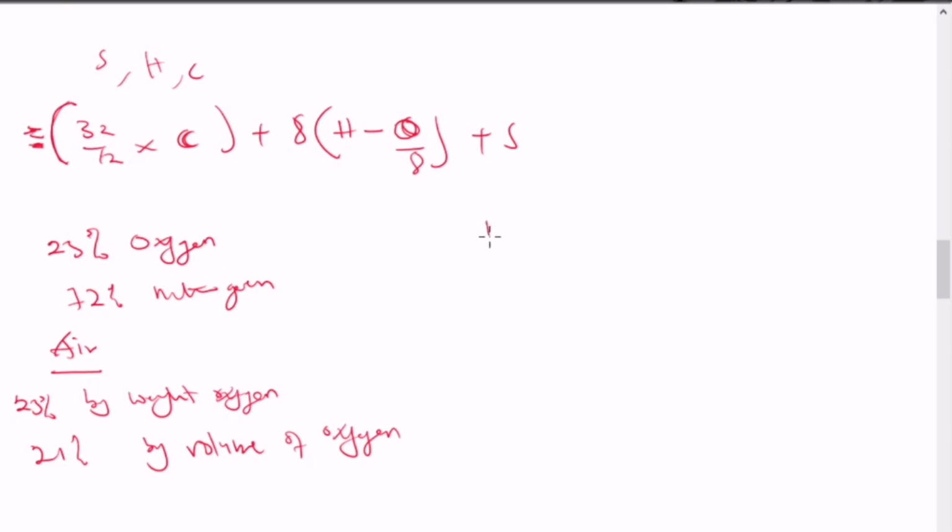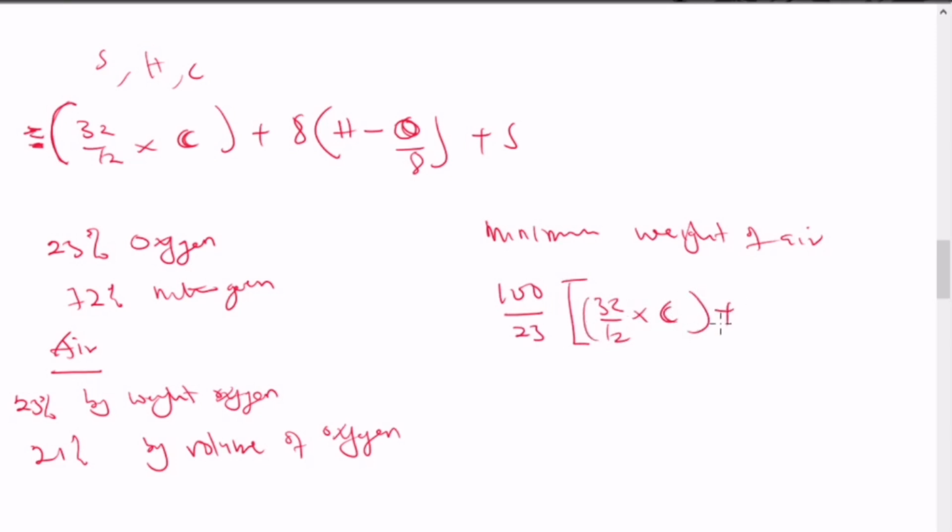for the minimum weight of air, we can establish that it is 100 over 23, bracket open, 32 over 12 times the composition of carbon, plus 8, bracket open, hydrogen minus oxygen over 8, plus sulfur. So this is the formula for finding the minimum weight of air.